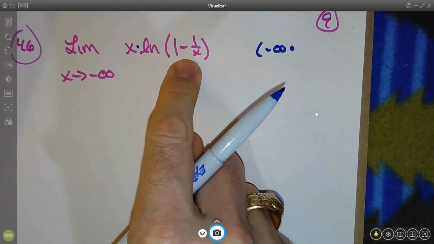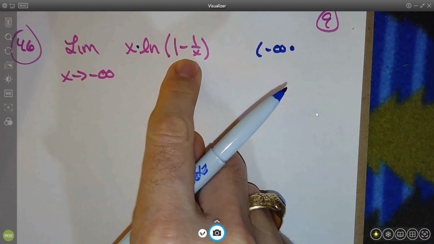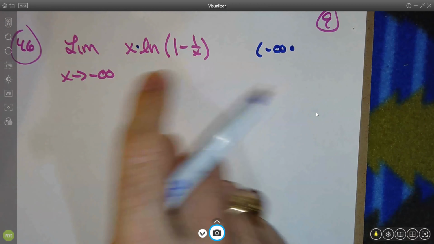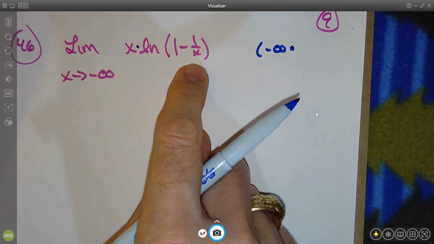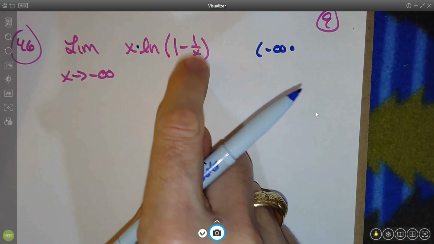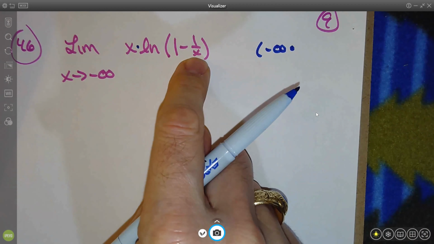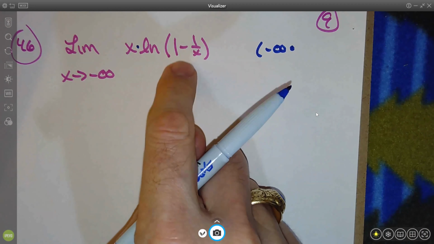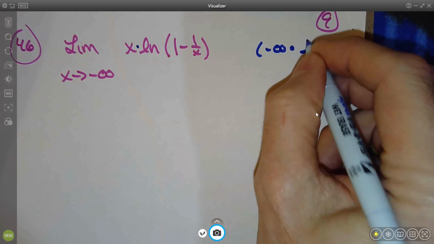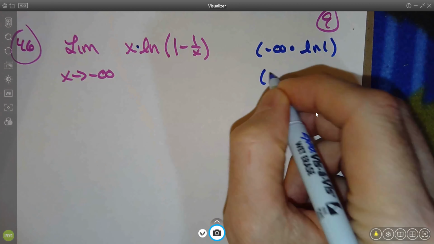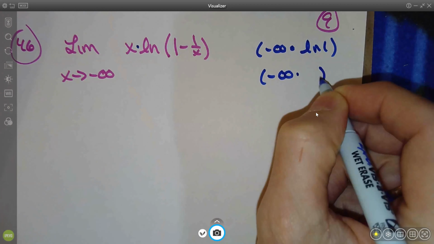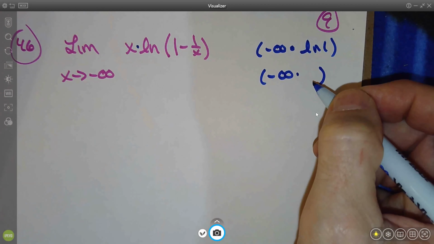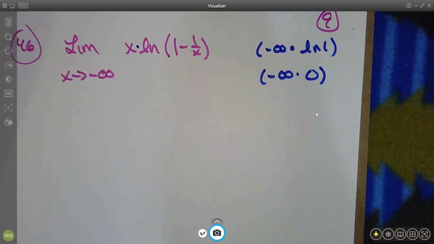On the other hand, you've got the log of this. And what happens when we put in negative infinity? What happens to that 1 over x term as I put in negative infinity? It goes to 0. So basically I end up with the log of 1. Can anyone tell me what the log of 1 is? 0. So wow, what wins? This is like the clash of the titans here.